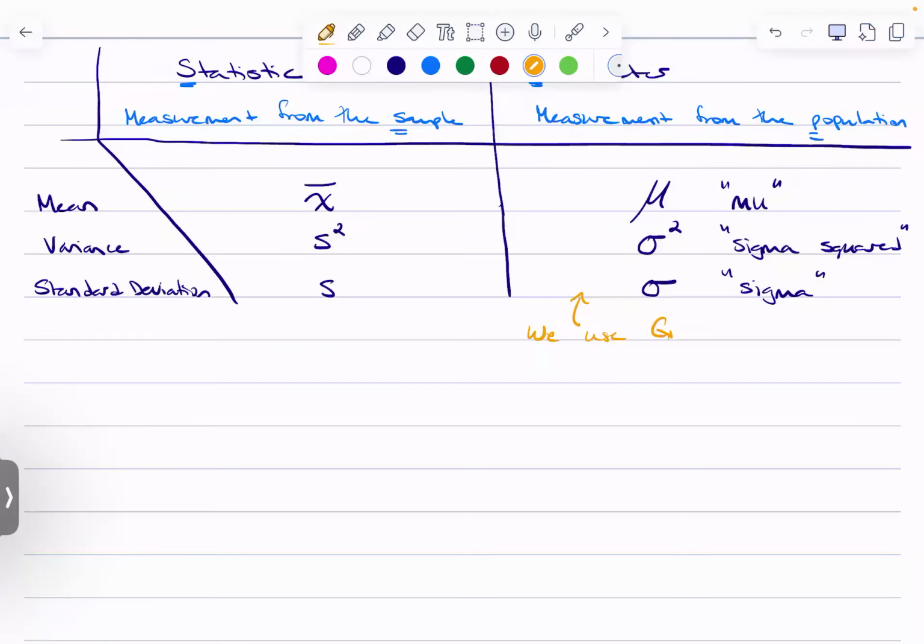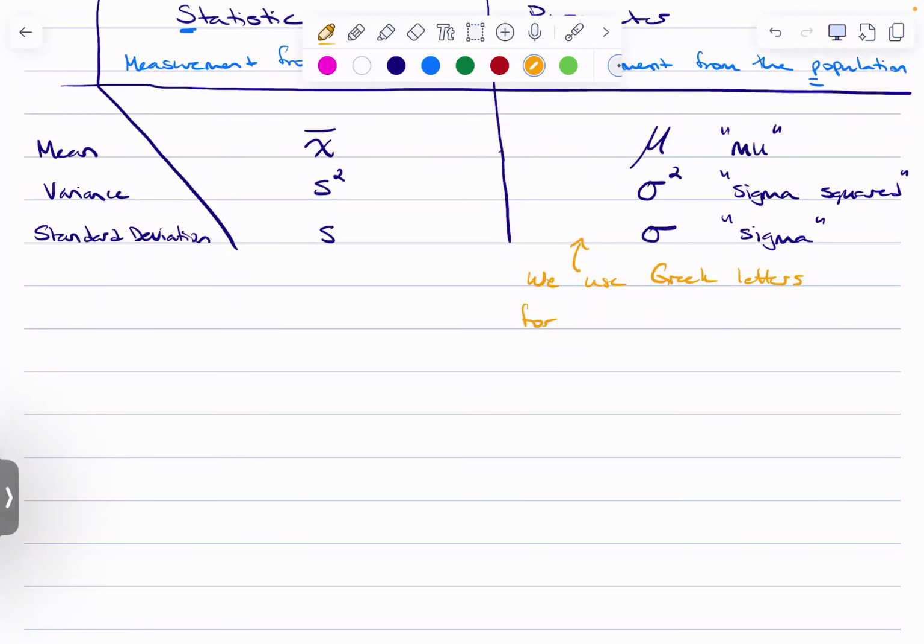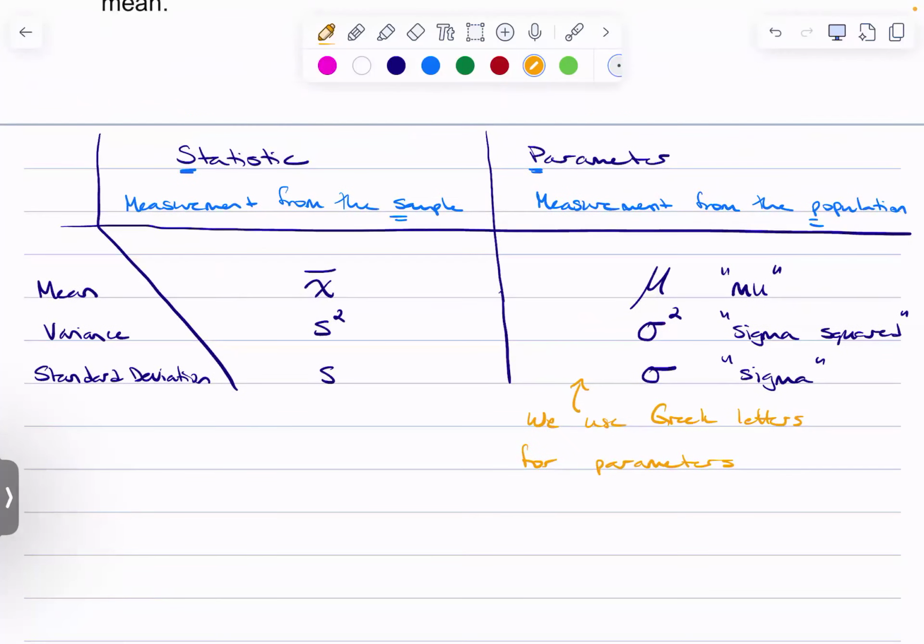We use Greek letters for the population or for parameters. Start weaning you off of it, right? When I say parameters, by definition, that's a measurement from the population, so it implies the population. So for us, these are values that we calculate.